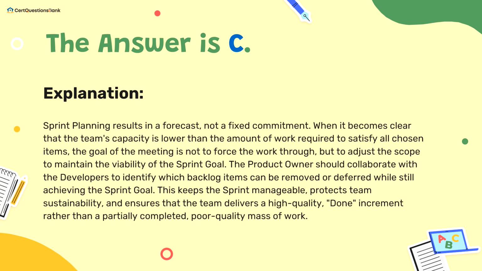The product owner should collaborate with the developers to identify which backlog items can be removed or deferred while still achieving the sprint goal. This keeps the sprint manageable, protects team sustainability, and ensures that the team delivers a high-quality, done increment rather than a partially completed, poor quality mass of work.